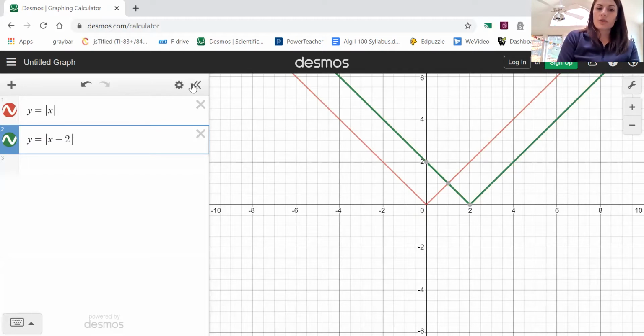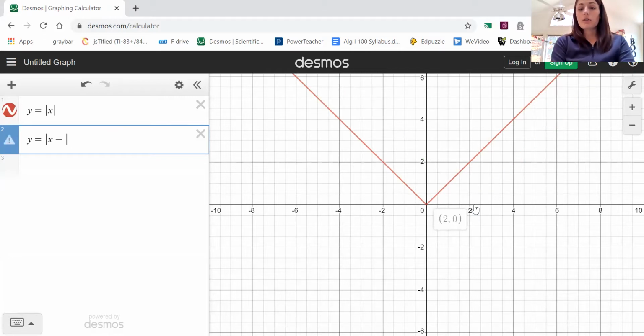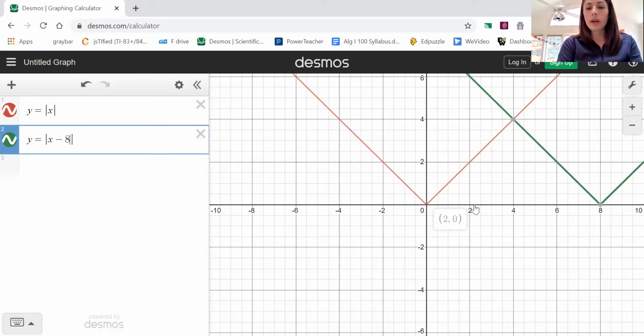And so our green graph shows us the result of that. And we subtracted 2, and what it looks like happened is the entire graph moved +2. It moved 2 to the right on my graph. What if I subtracted 5? Moves over 5. Subtract 8, moves over 8 to the right. Kind of the opposite direction of maybe what you anticipated, right?